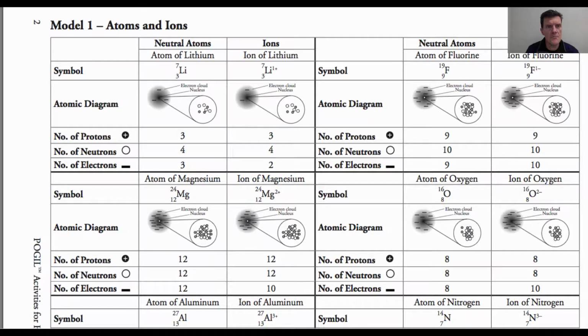So here you'll see model number 1, and it's important to just make note of a few things here. You'll notice we have atoms and ions. So we're going to be looking at the atoms, and then we're comparing it to the ions of that particular element. So we have a symbol here. Remember from our last discussion that we have the symbol of the element. In this case, it's Li for lithium. This raised number on the left is going to be the mass, and that is the number of neutrons plus the number of protons. And the bottom number is the atomic number, which is the number of protons.